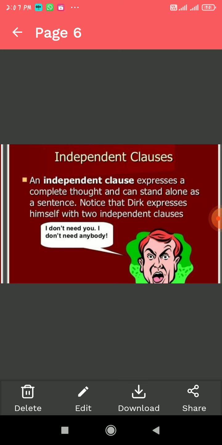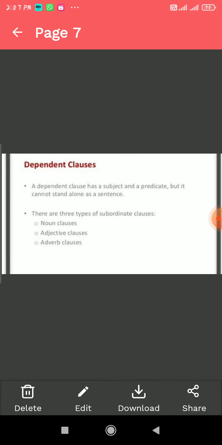Independent clauses. An independent clause expresses a complete thought and can stand alone as a sentence. Notice that Dirk expresses himself with two independent clauses. Here, this boy is named Dirk, and he is trying to say that I don't need you, I don't need anybody. So both of these sentences are independent clauses. That means each expresses a complete thought and can stand alone as a sentence.